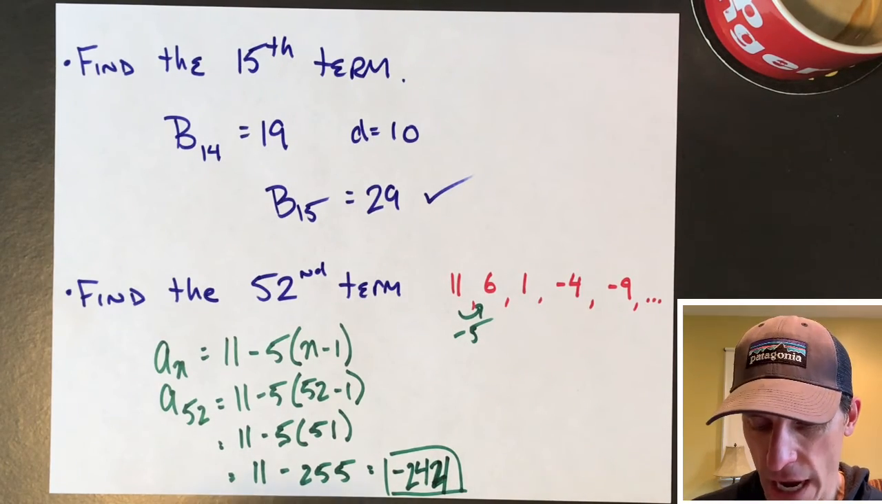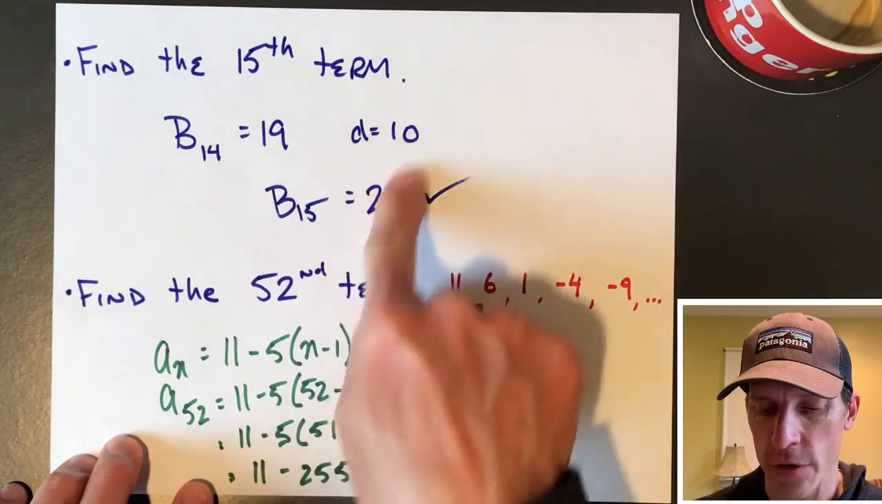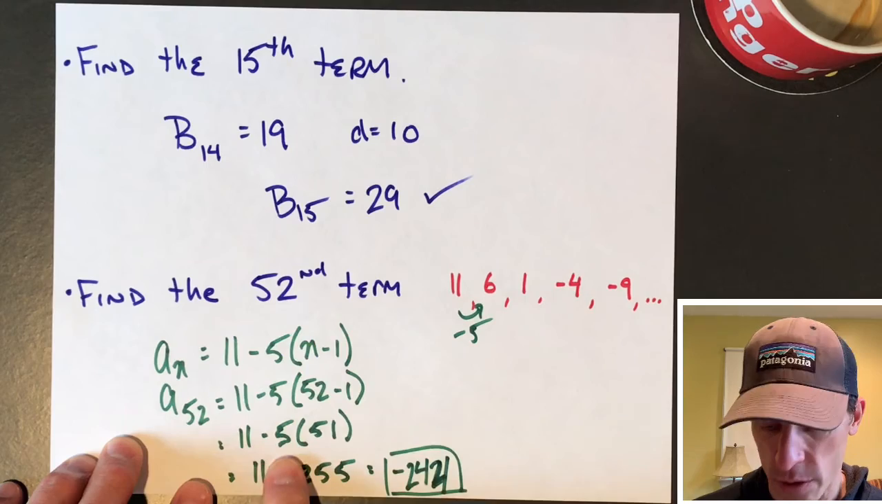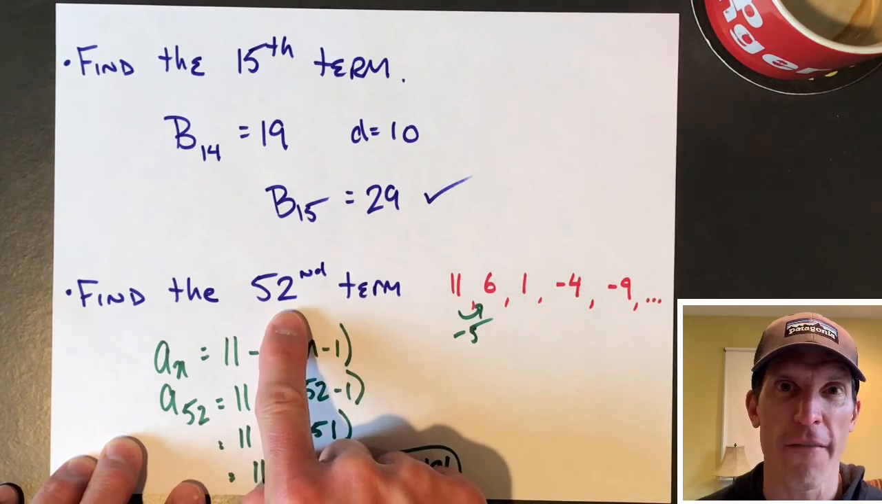So the idea is a recursive formula works really well if you know where you're at and where you need to be, and it's pretty close. Direct or explicit formulas work much better if you have to extend your pattern far into the future.